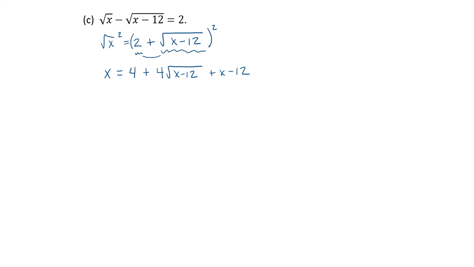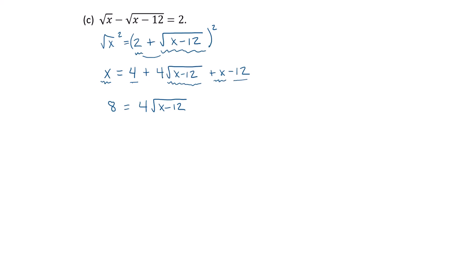All right, so we have a case where we've squared both sides of the equation and there's still a radical. So we have to redo steps 1 and 2. Step 1 is to isolate the radical. We're going to isolate the square root of x minus 12. So if I subtract x from both sides, that'll go away. 4 and negative 12 is a negative 8. So I'm going to add 8 to both sides. That gives me 8 equals 4 square roots of x minus 12.